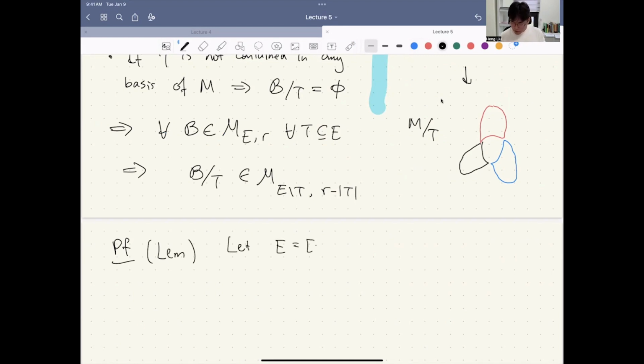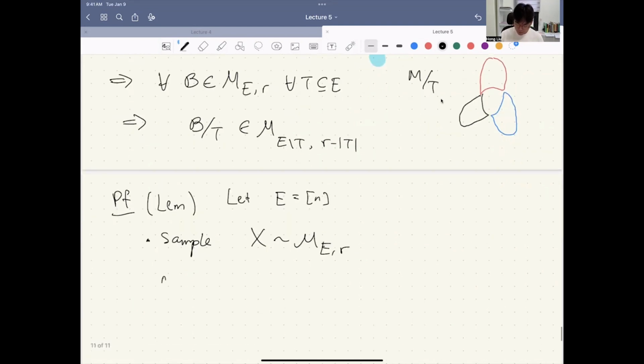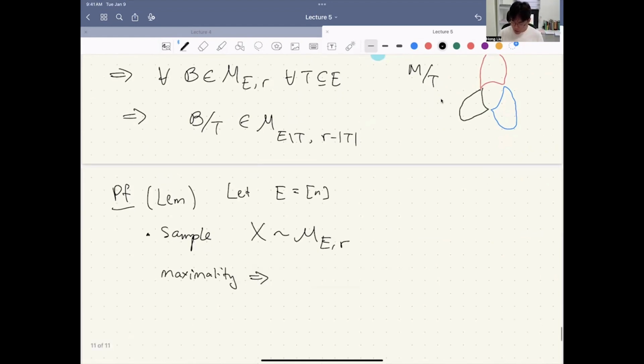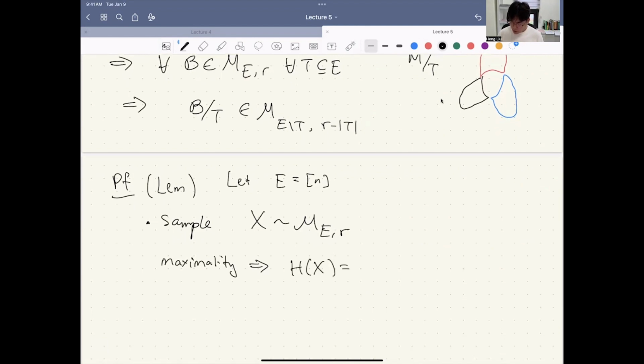Let E be the ground set of size n, the first n elements. We're going to sample a random element from this family. It could be the empty set or any one of those rank R matroids. By maximality, we know that the entropy of X equals log base 2 of (M(n,r) plus 1), the plus 1 being the empty set choice.